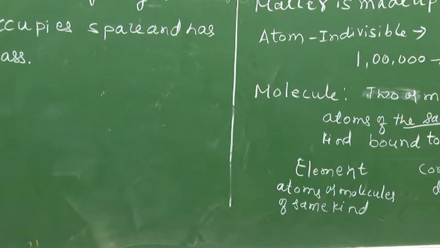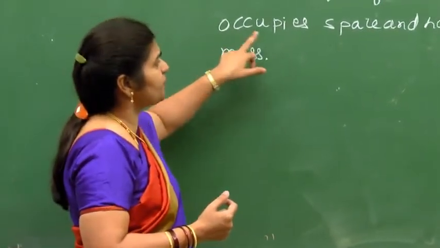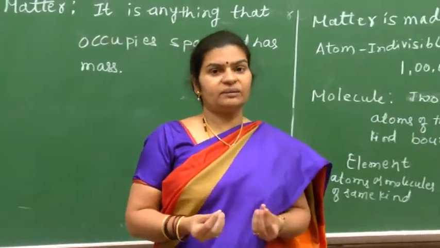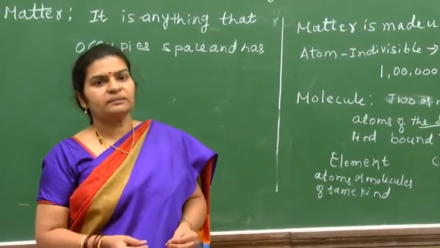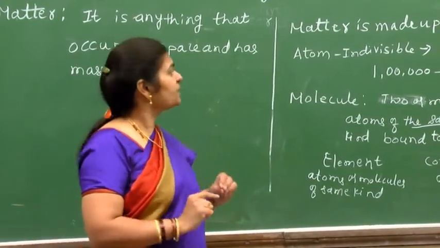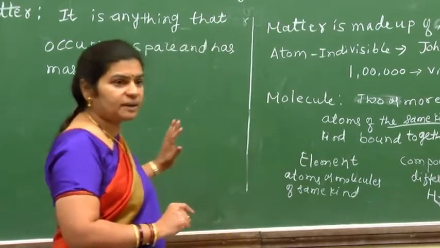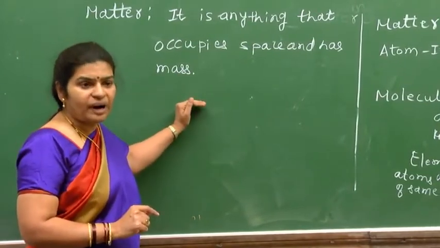In that way, when we consider any of the things, living or non-living, they occupy space and have mass. So when we consider matter, we use the same word for all things. It is called matter. But what are they made up of? They are made up of atoms and molecules. And what is the other property they have? They occupy space and they have mass.